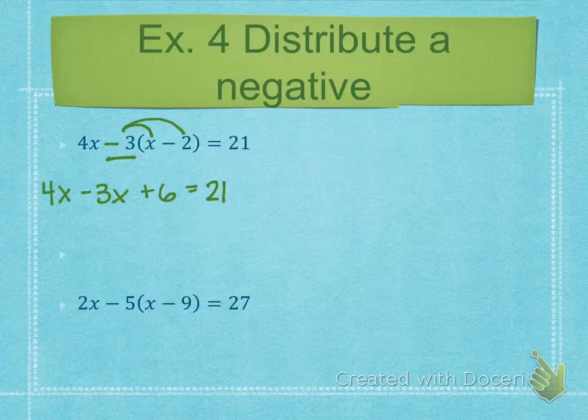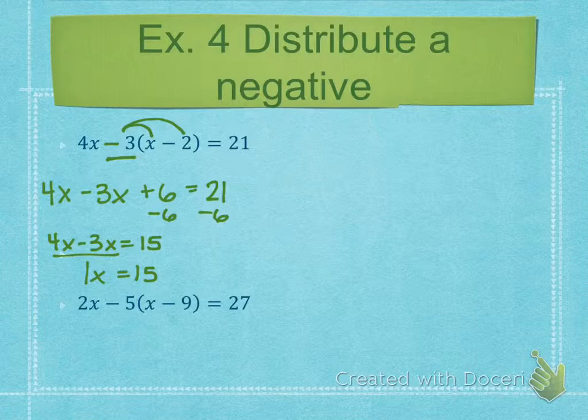All right? What would I do now? Dean? Okay, I can subtract 6 from both sides. And I get 4x minus 3x is equal to 15. Now what would I do, Megan? Combine like terms. 4x minus 3x is 1x. Now look at this problem right here. 1x is equal to 15.